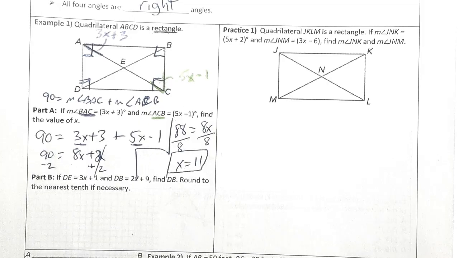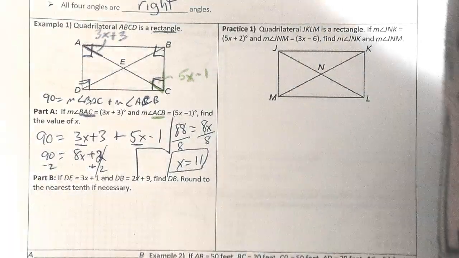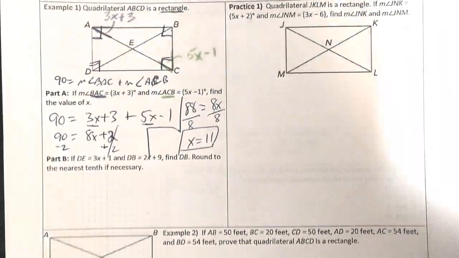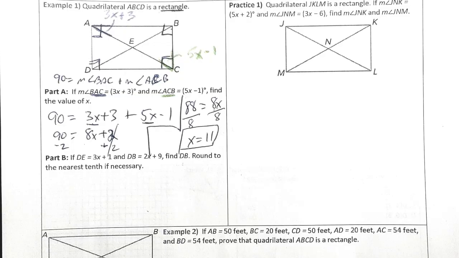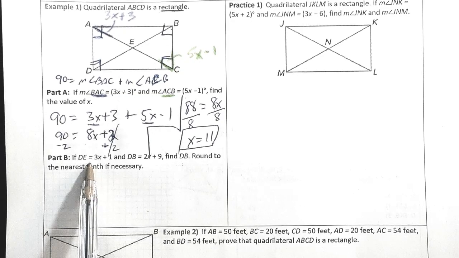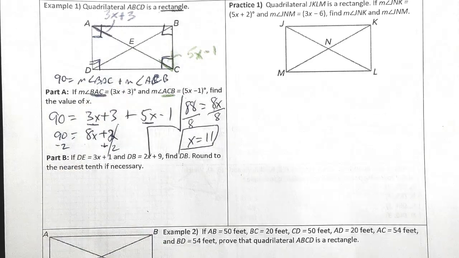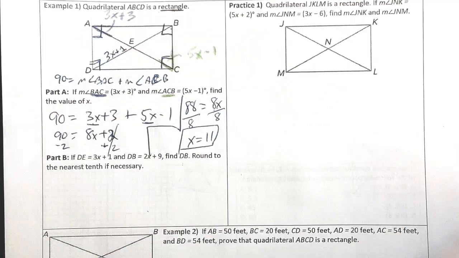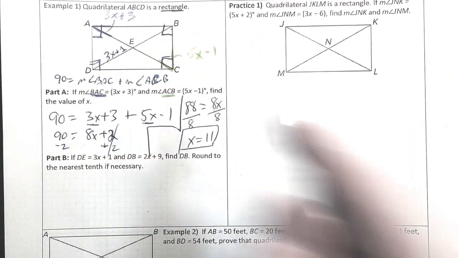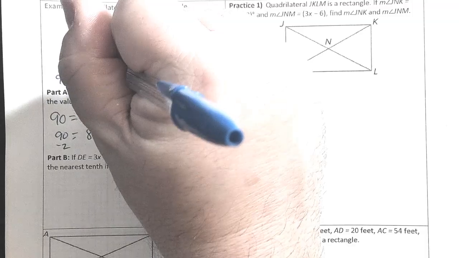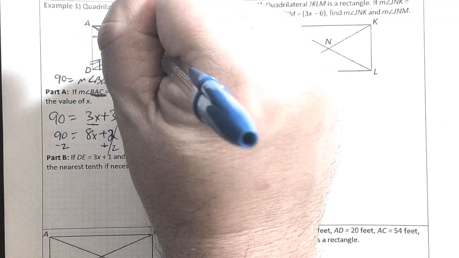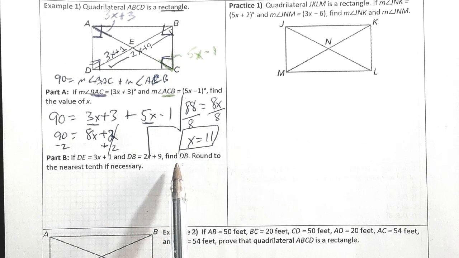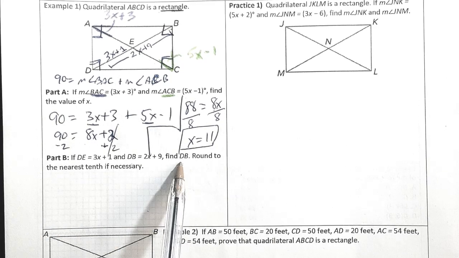All right, I'm going to scoot up just a little, because the practice is for you, and I want to just briefly explain. Part B: if DE equals 3x plus 1, and DB, the whole thing, equals 2x plus 9, find DB. So you have to solve for x so you can plug it in for DB.